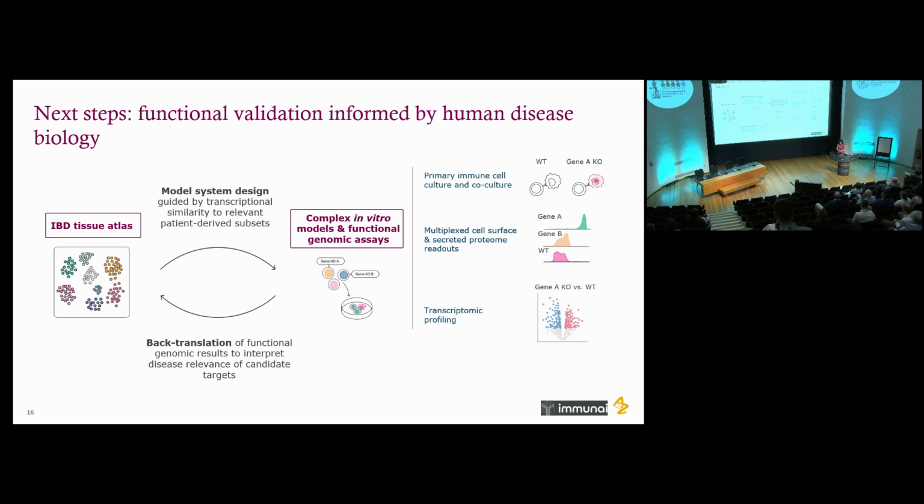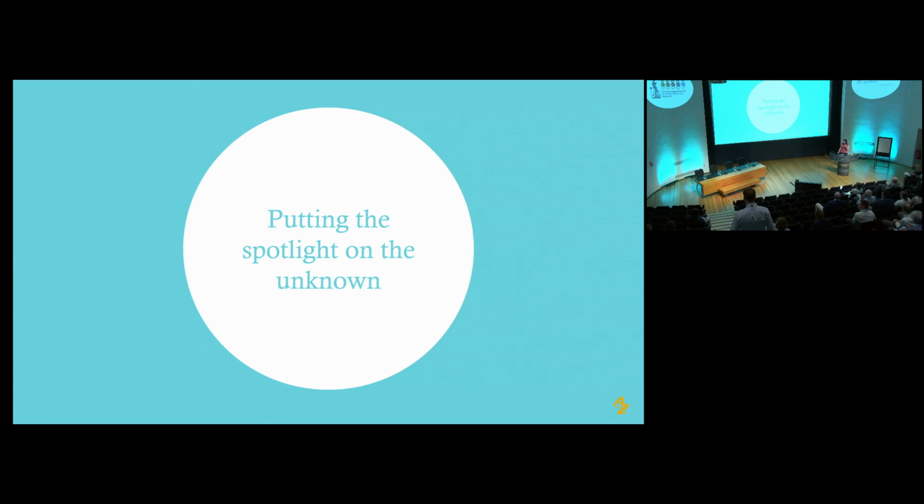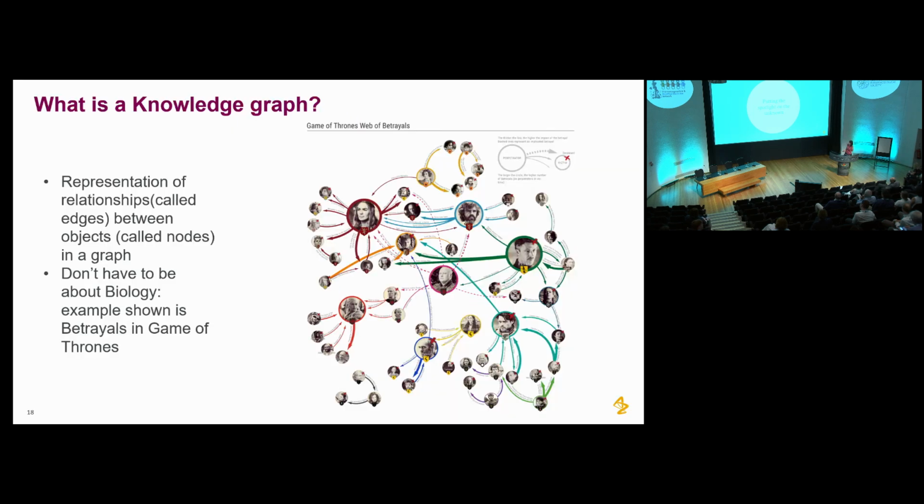Another method that we use for target identification is using knowledge graphs. And the aim here is really to identify novel, less obvious targets. So let's first start with what a knowledge graph is. A knowledge graph is a representation of relationships, named edges, between objects called nodes.